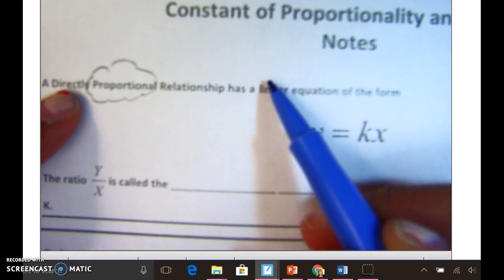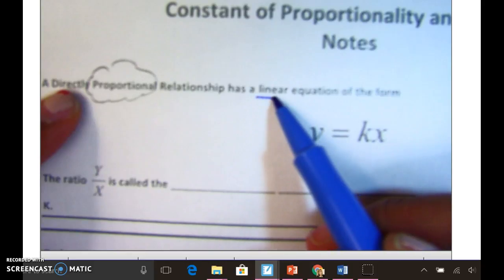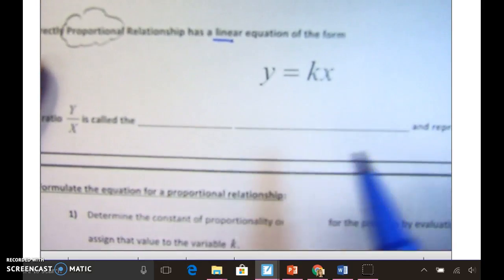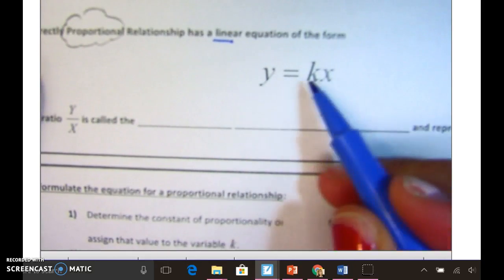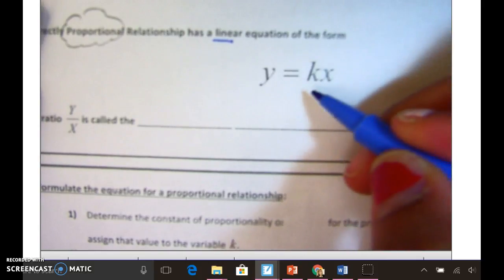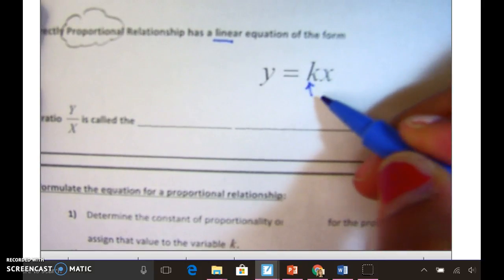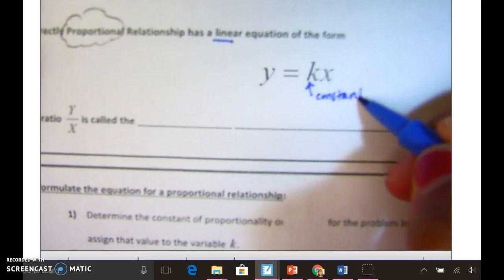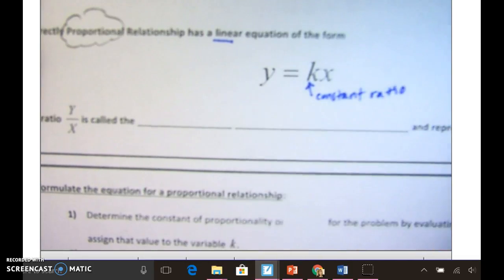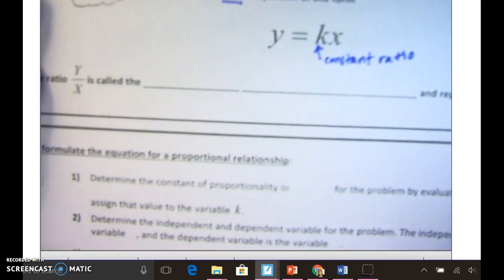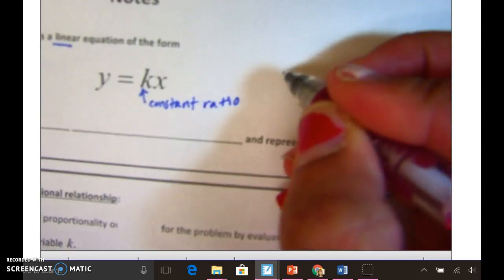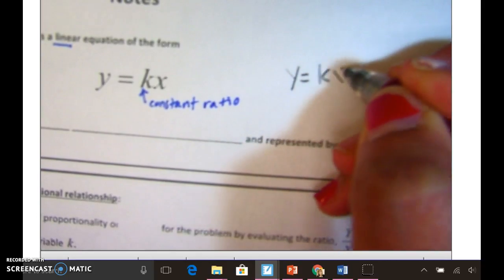Also, it's a linear equation. In the word linear, you see line. So when you graph it, it's going to make a straight line. And it's always going to look like this: y equals something times x. And the something is the constant ratio between x and y.